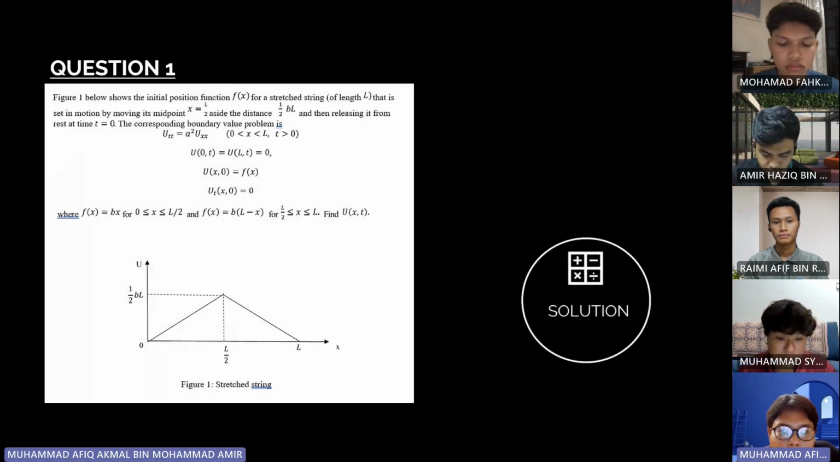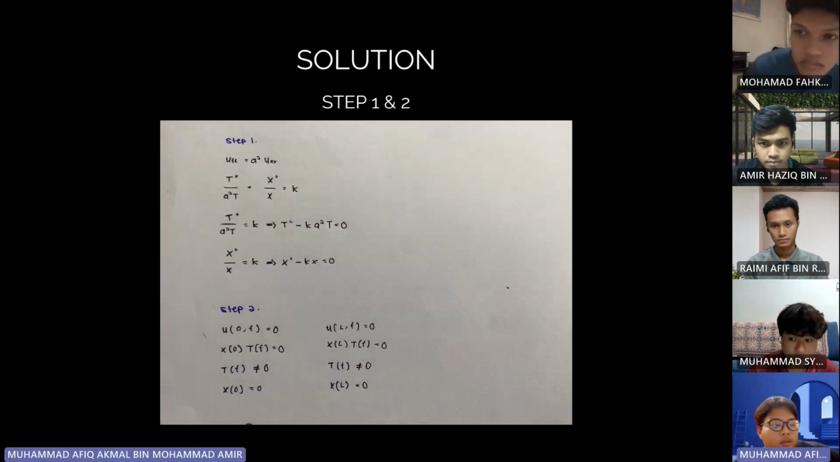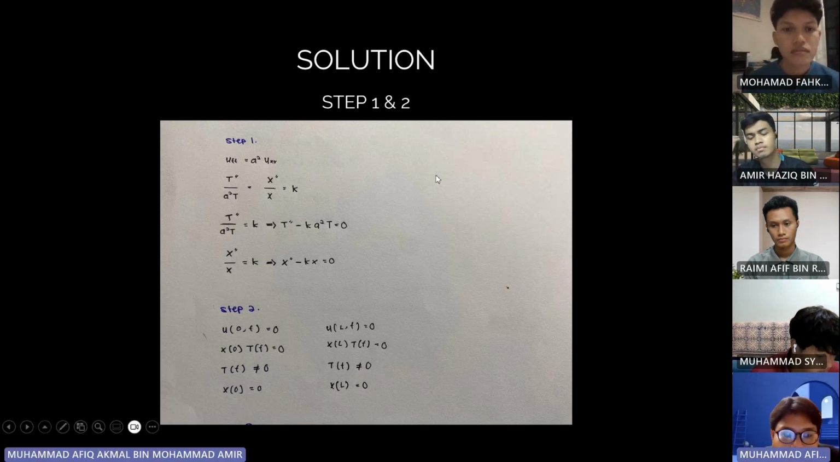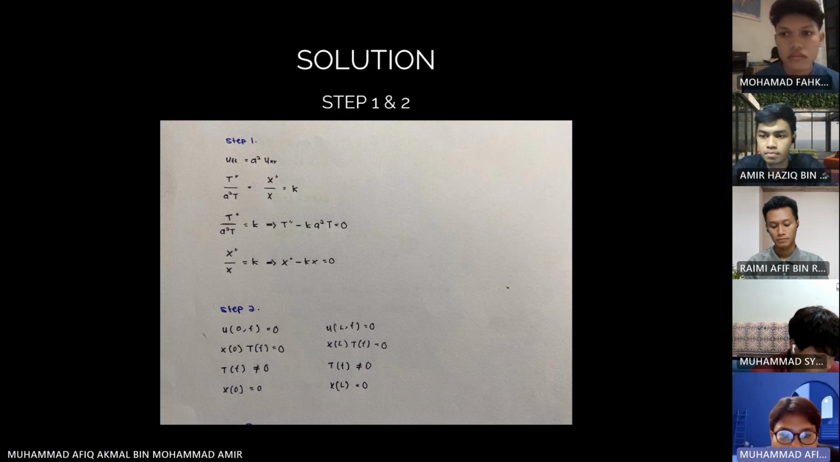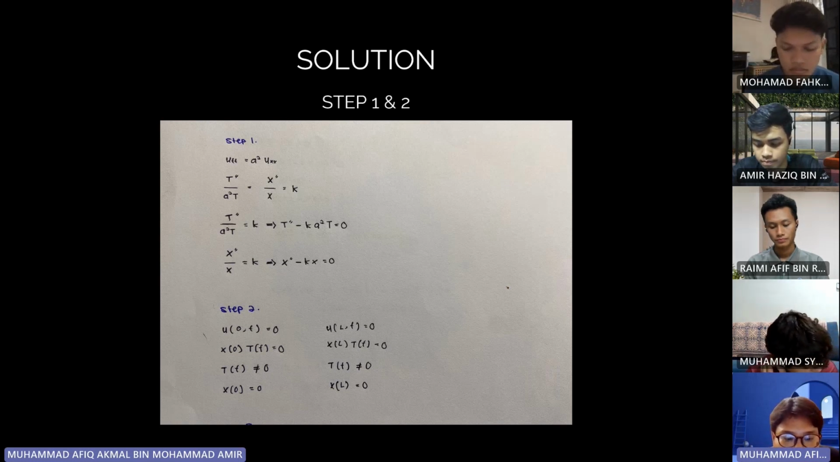So for question 1, step 1, we need to separate the variable, u_tt equal to a squared u_xx. Then we get X double prime over X equal to k, X double prime minus kX equal to 0. Then for step 2, we do the boundary condition. Then we get X(0) equal to 0 and X(L) equal to 0.